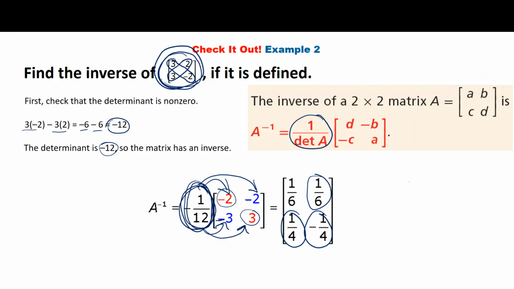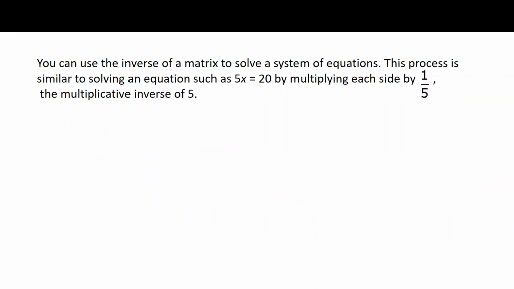And you would get your new identity matrix, which would just be 1s in the diagonals and 0s in the other places. Okay. All right, you can use the inverse of a matrix to solve a system of equations. This process is similar to solving an equation such as 5x equals 20. If you wanted to solve that, you would multiply each side by 1/5, which is the multiplicative inverse of 5. So you would say 5x equals 20, multiply both sides by 1 over 5.